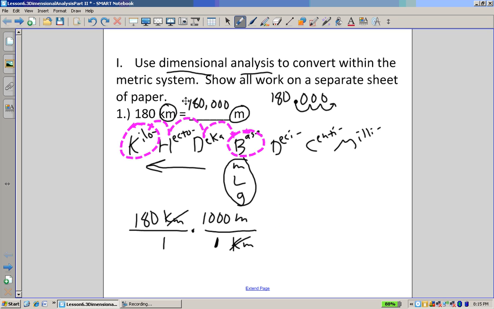Now, how do I get to this 180,000? Well, 180 times 1,000 is 180,000. 1 times 1 is 1. And of course, we're left with the meters. That's how we get 180,000 meters. Let's try another one.